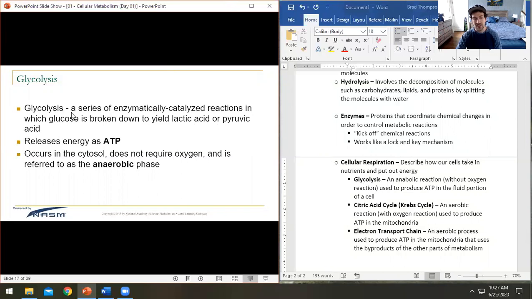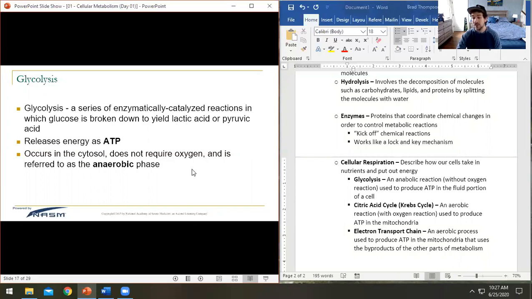So glycolysis is a series of enzymatically catalyzed reactions. That's intimidating sounding, but basically we use enzymes to kick off the chemical reaction, in which glucose is broken down to yield lactic acid, or sometimes called pyruvic acid. That's what those pyruvates are, right? And that'll release some energy as ATP. Some energy is going to get created in glycolysis.